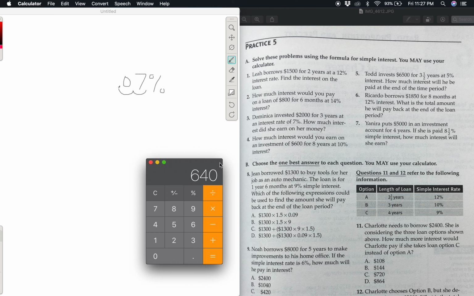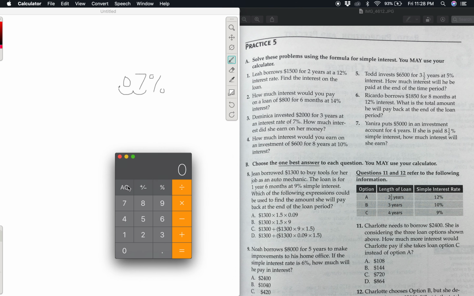640. Let's see. I feel like that's incorrect. Let me do that one more time. So we have 600. Let me read that again. How much interest would you earn on an investment of 600 times 0.1 times 8 equals 480? Okay, I'm not sure what I did incorrect last time. But look at your numbers, see if they make sense.